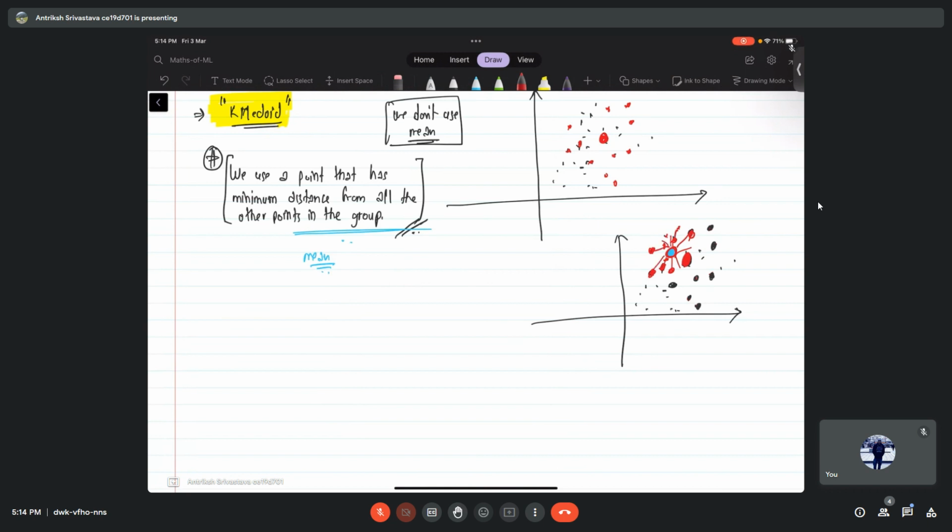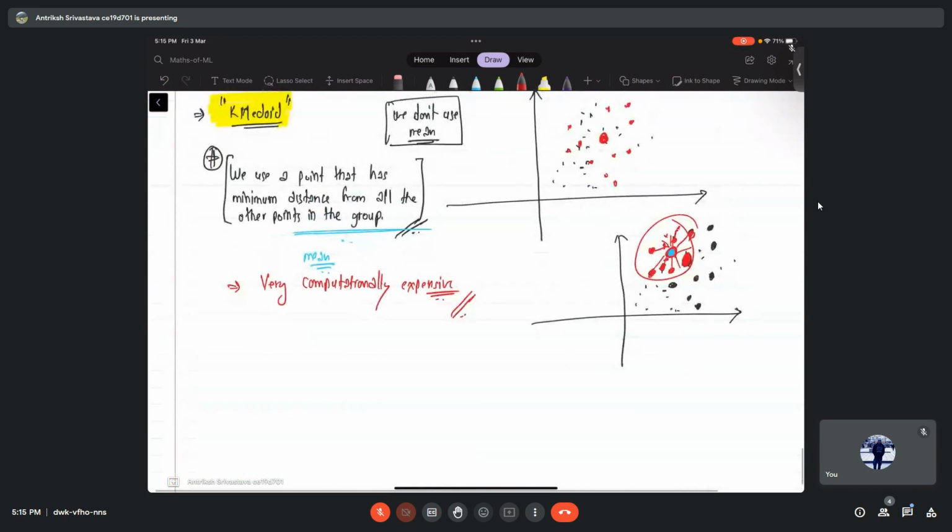So this makes the K-medoid algorithm very computationally expensive, because every time you have to identify the point that has the minimum distance from all the points in the group. Whereas in K-means, you just take the mean of these points and you get that. So this is about K-medoid.